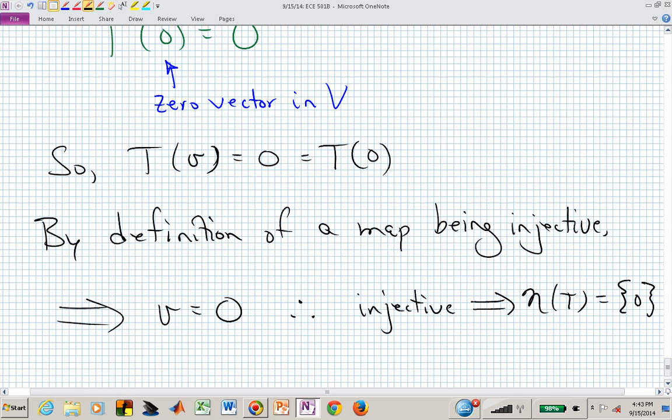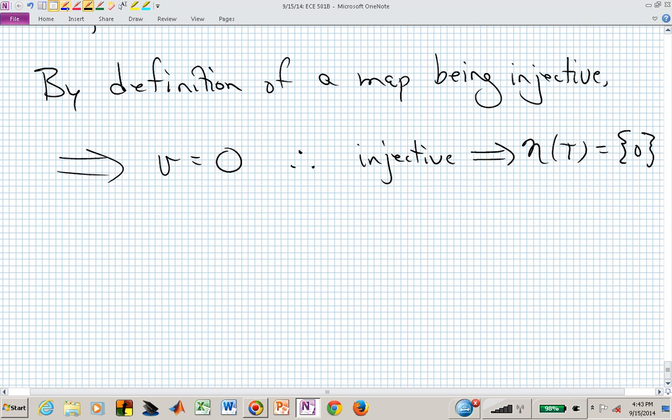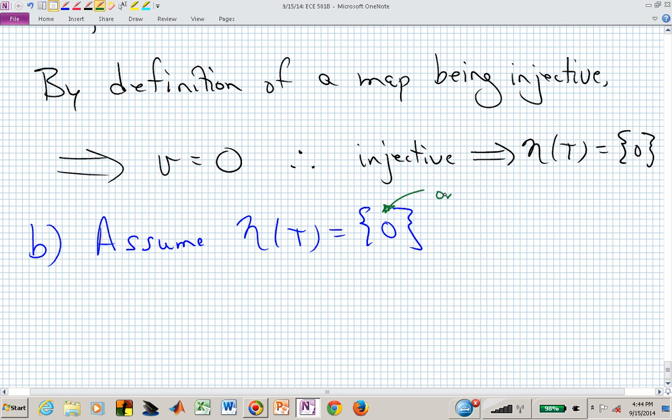Now let's go in the other direction, which is B. Let's now assume that the null space of T is trivial, or has this property that it only contains the 0 vector.